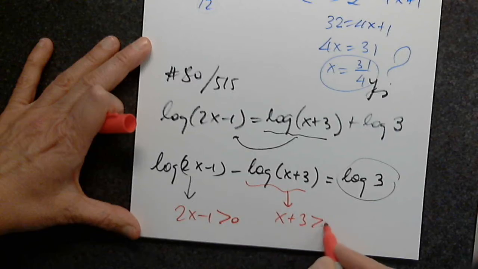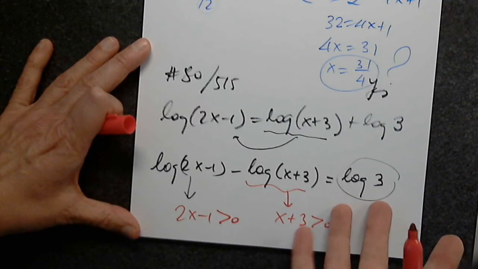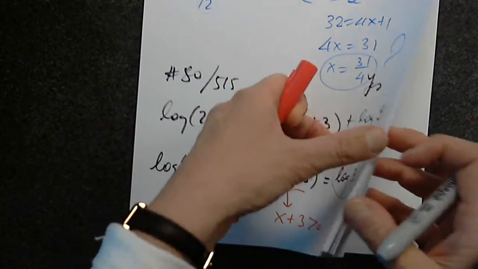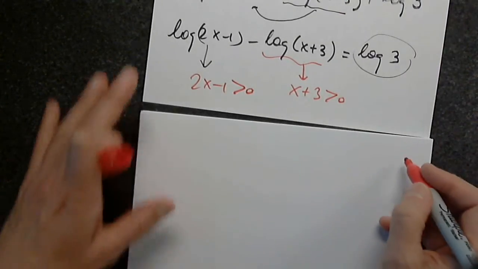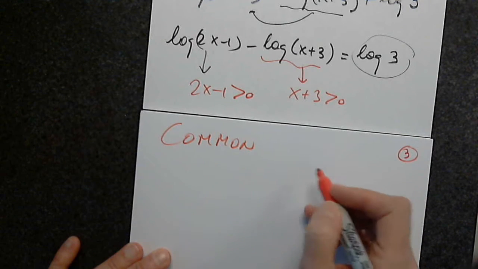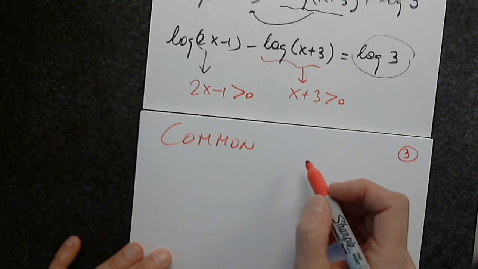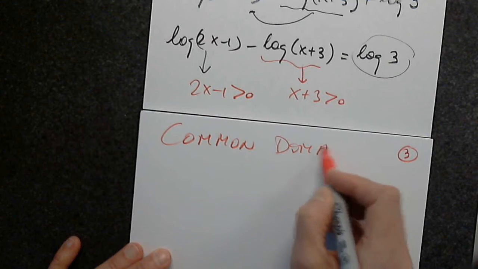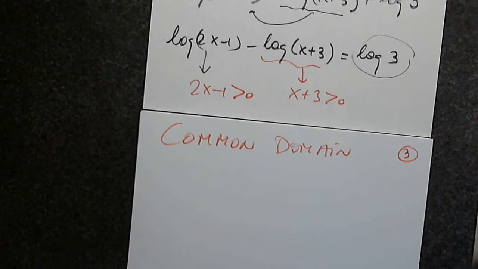Excellent. There is no restriction for this, right? This is just a poor number. Now let's discuss the two restrictions, because obviously we are talking about the common what? Excellent. I need to find that territory in which both functions exist at the same time.